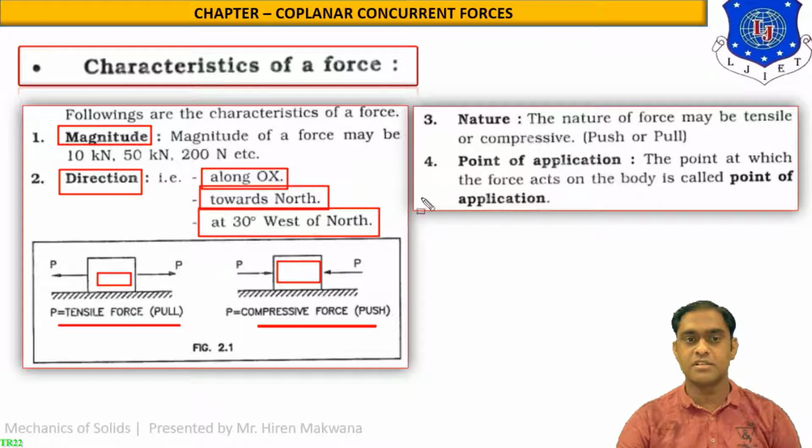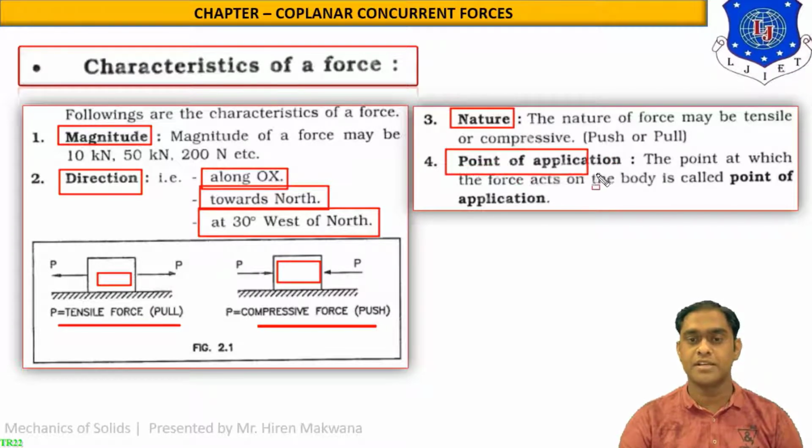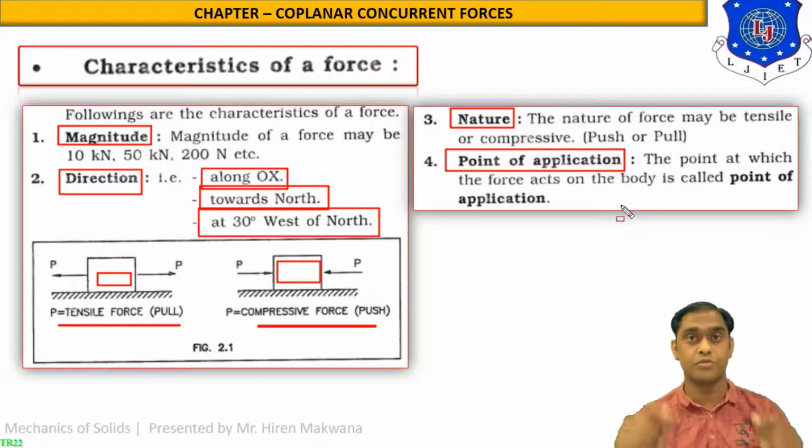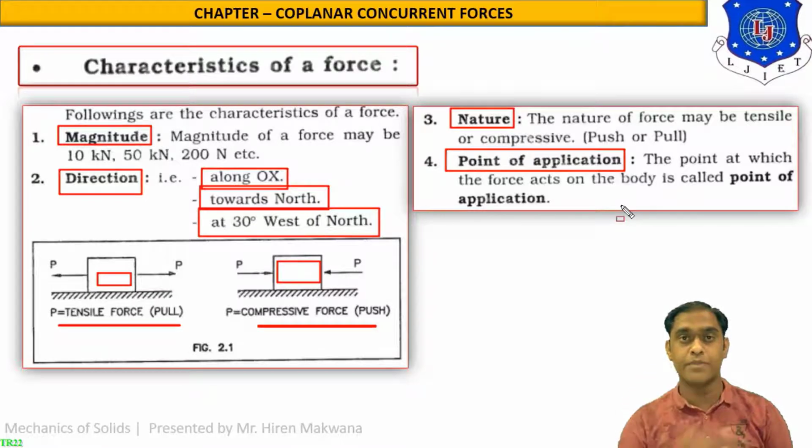And the third characteristic is nature. What is the nature of the force? The nature of the force may be tensile or compressive, means push or pull. The fourth characteristic is point of application. The point at which the force acts on the body is called the point of application. Means the force can be applied on the center of the body, on one end of the body, on the other end of the body. So this type of points are known as points of application of the force. So by these four characteristics, force can be defined.